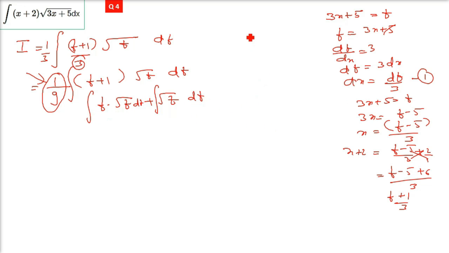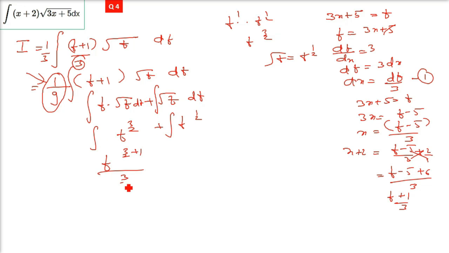We haven't done the integration. So what is t into under root t? T raised 1 multiplied by t raised half. 1 plus half is 3 by 2. So we have t raised 3 by 2. Under root t is simply t raised half, so we can just write it as t raised half. All this is going on, you see dt, dt, dt, I'm not writing it.